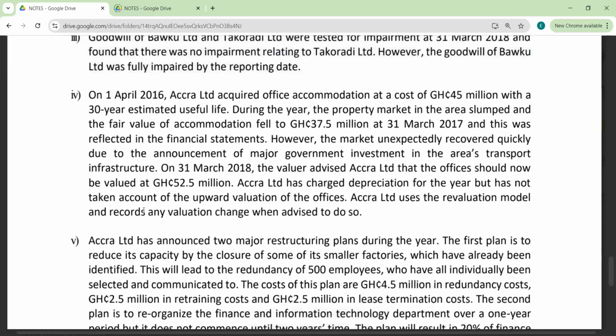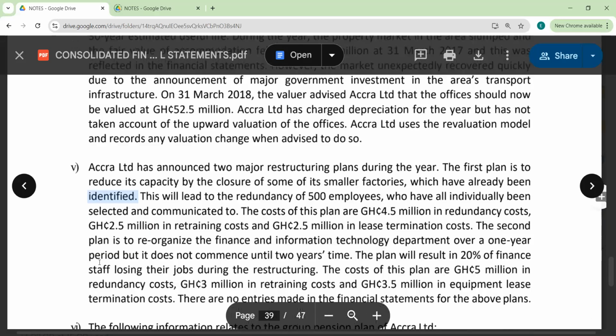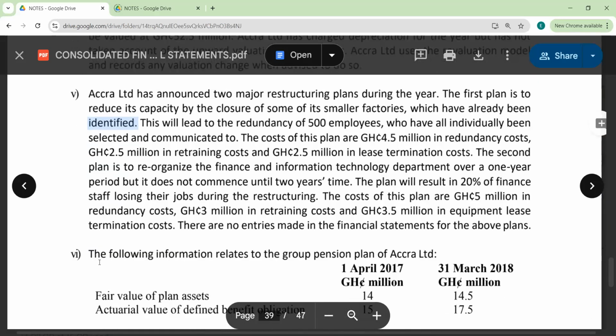I'm done with this note. Now the last footnote, then the workings. Once you see restructuring, IAS 37 should come into mind. Two conditions for restructuring.